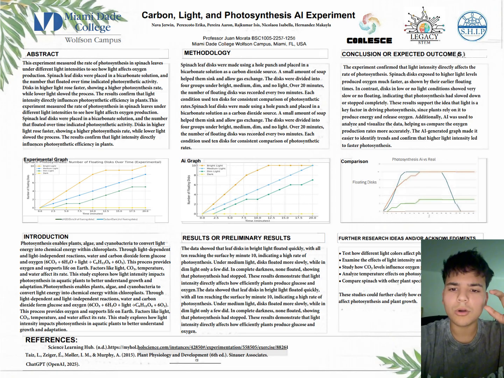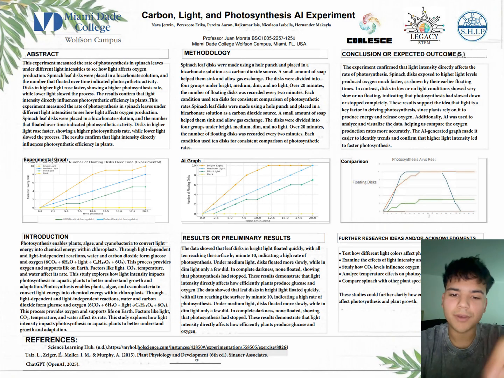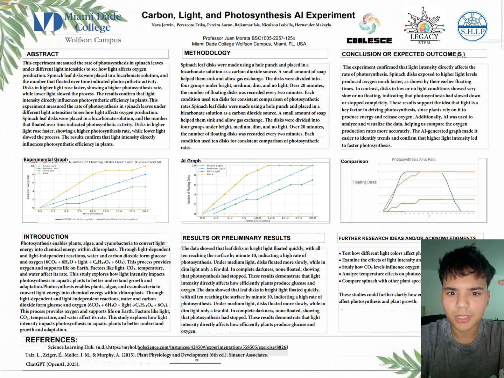First, we used a small hole punch to cut small circular discs from the spinach leaves. These discs were placed in a bicarbonate solution, which provided carbon dioxide for the photosynthesis cycle. A drop of dish soap was also added to help the discs sink and allow gases to move in and out of the leaves. Then we divided the discs into 4 groups: under bright light, under medium light, under dim light, and one completely left in the dark.